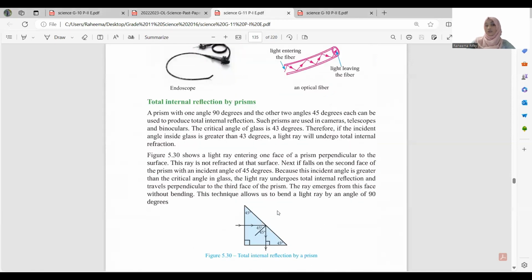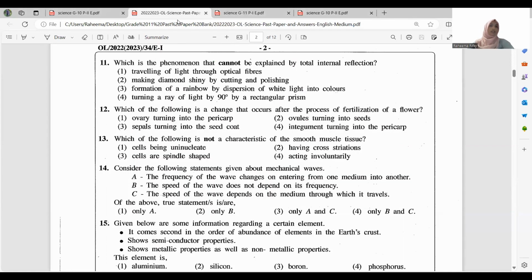The same happens inside the endoscope, where you can see total internal reflection. And then inside the prisms, now you can see this rectangular prism. One angle is 90 degrees, the other corners are 45. When you send a light ray straight to the 90 degree one, it reflects inside the prism and goes out. So the total turning is 90 degrees. We can obtain 90 degrees turning if there is total internal reflection. Those are the incidents we are talking about under total internal reflection. And we'll go through the past paper, to see what incidents they are going to talk about.